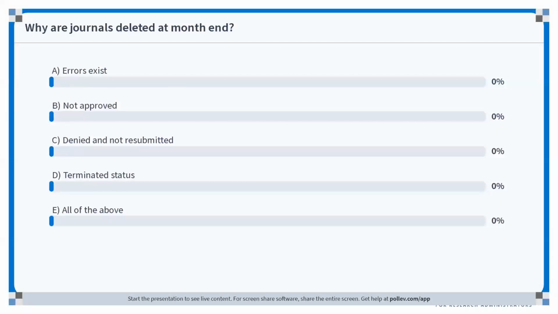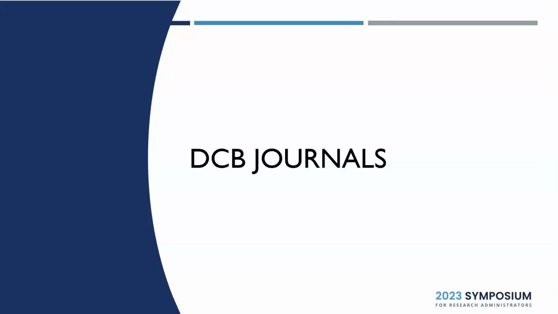Next, we have a poll question. Why are journals deleted at month end? The answer is D, all of the above. And next, Hua will discuss DCB journals.